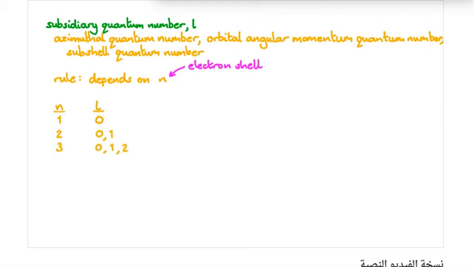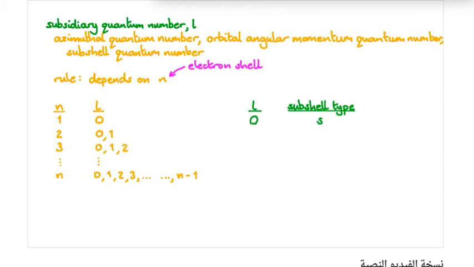And from the third electron shell, we start to see a pattern. L can be 0, 1 or 2. If we extend this to any value of the principal quantum number n, the values of L we can have are 0, 1, 2, and so on until we reach the value n minus 1. Each value of L corresponds to a certain type of subshell.